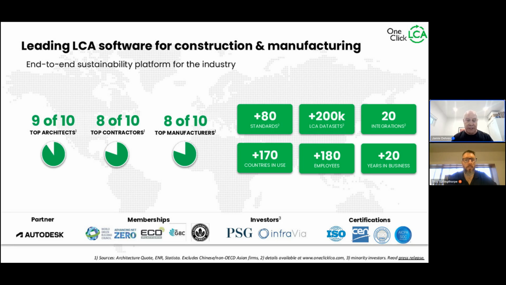Quick bit about One Click LCA. We're the leading software for construction manufacturing worldwide. Those numbers kind of speak for themselves. We have 80 standards, 200,000 plus components in our database, 20 integrations, used in over 170 countries. We have 180 employees, and we've been around for 20 years. We're an Autodesk partner and have a number of memberships, as you can see there, investors and certifications.